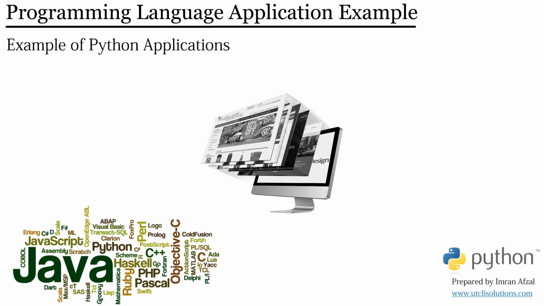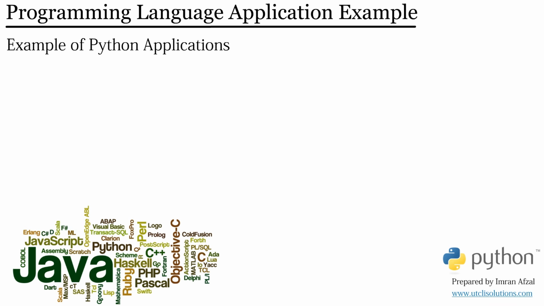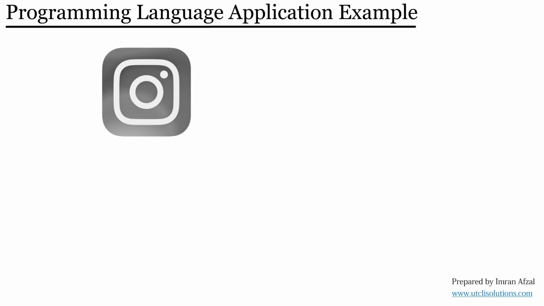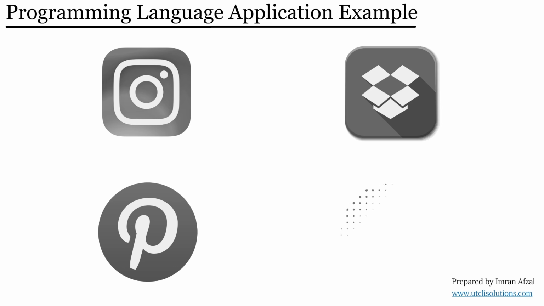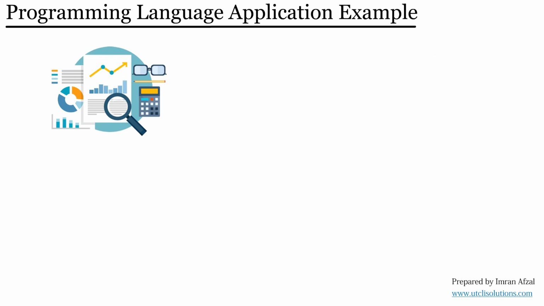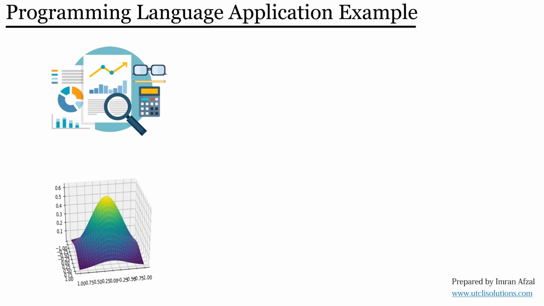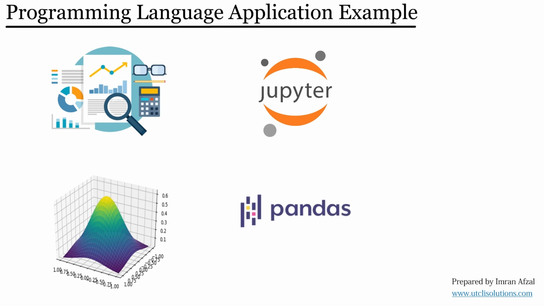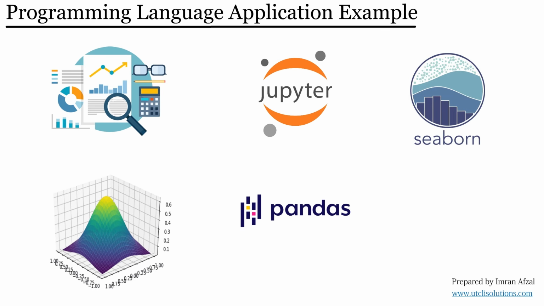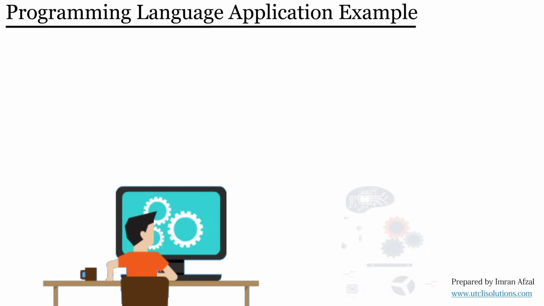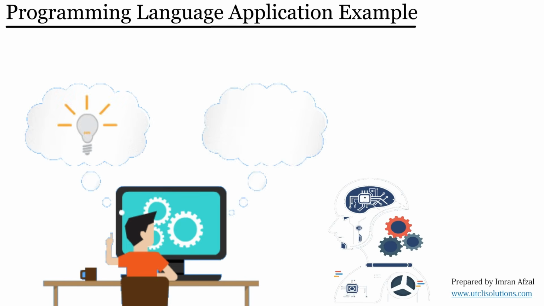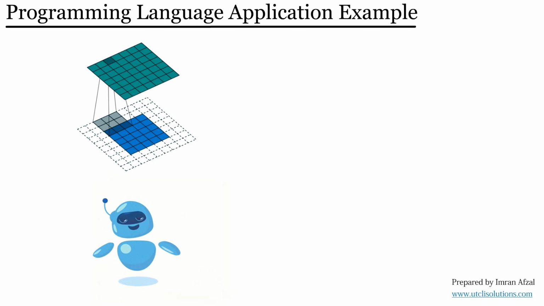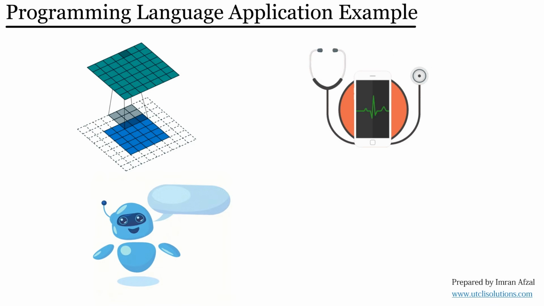You could use different languages to build it. The examples of Python web applications are Instagram, Pinterest, Dropbox, and Reddit. Data analysis and visualization is another form of application that is built using Python, and examples are Jupyter Notebook, Pandas DataFrame, Seaborn. Then moving on, machine learning and artificial intelligence applications are built using Python, and some of them are image classification, virtual assistant, healthcare applications.